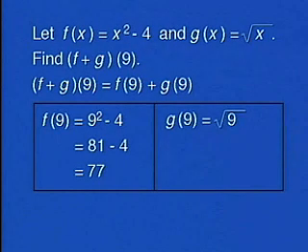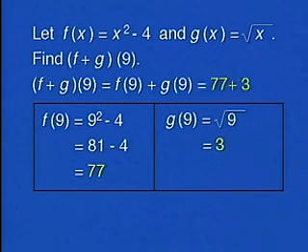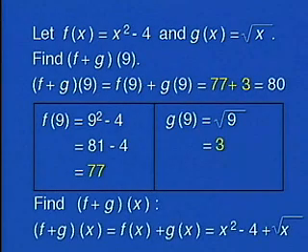Now we calculate g of 9. G of 9 is equal to the square root of 9, which is 3. So that's equal to 77 plus 3, or 80. Notice that we can find the general addition sum of these two functions. We get f of x plus g of x, which is equal to x squared minus 4 plus the square root of x.